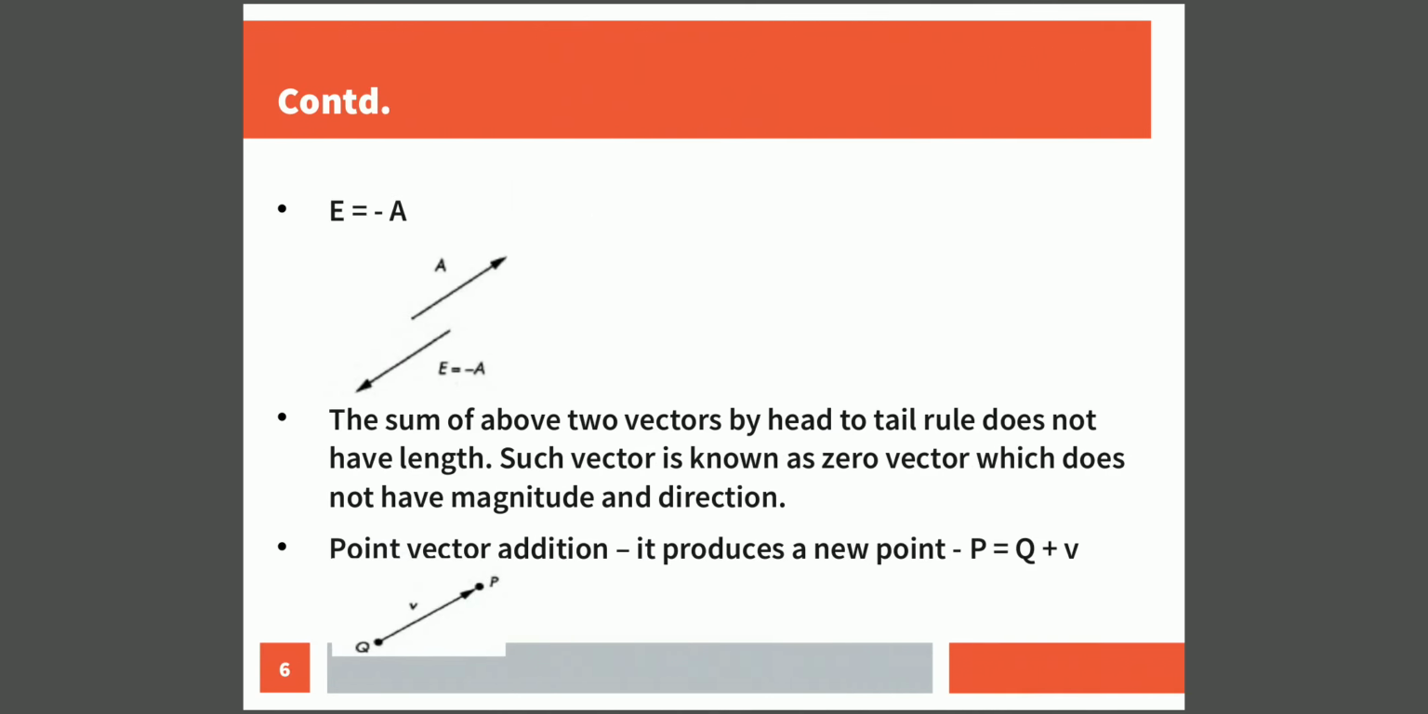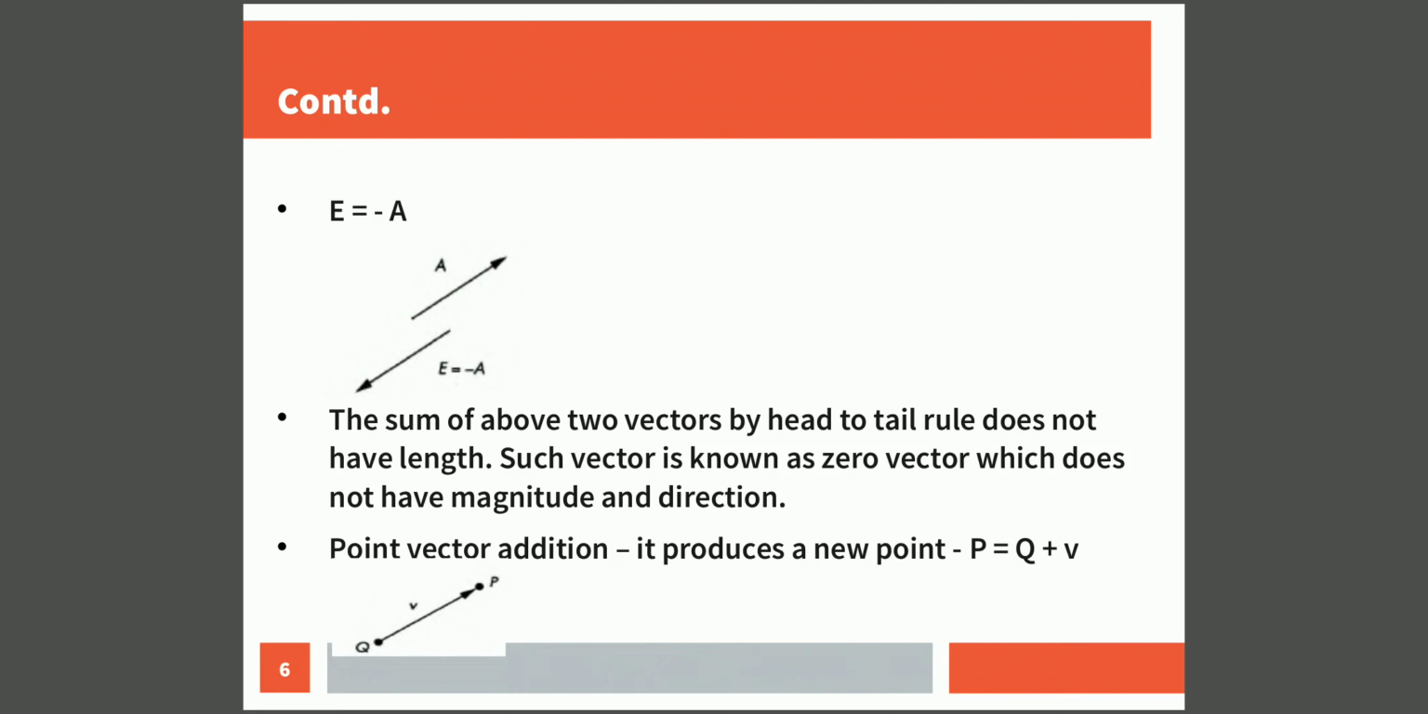Then the next one. Here we have considered two vectors. The first vector is A and the second vector is E. The length or magnitude of these two vectors is the same, but the direction of these two vectors is exactly opposite. When we add these two vectors by using head to tail rule, we will get a vector having zero magnitude. Both will cancel each other, so we get a vector with zero magnitude.